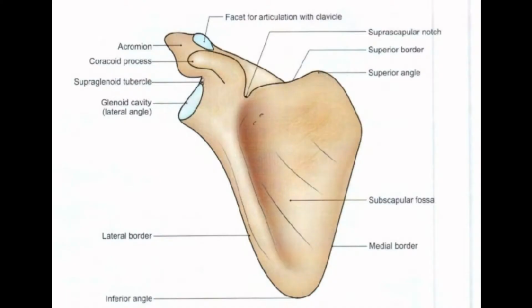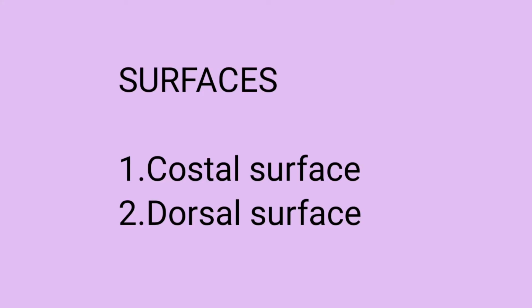Scapula. The scapula is also known as the shoulder blade. It has two surfaces, three borders, three angles, and three processes. Surfaces include costal surface and dorsal surface.